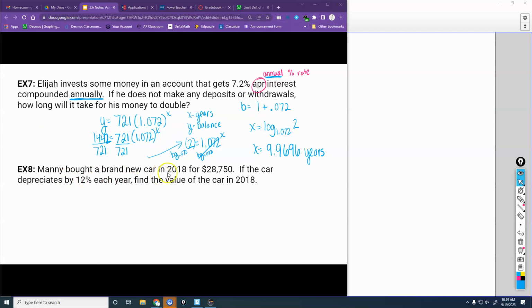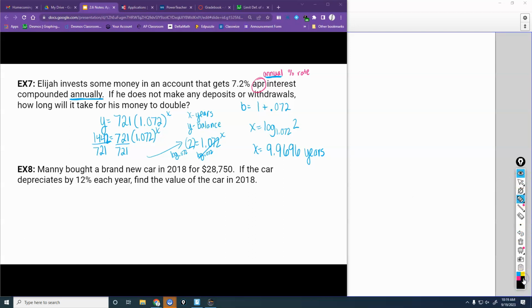All right, Manny bought a brand new car in 2018 for $28,750. If the car depreciates by 12% each year, find the value of the car in 2018. Find the value of the car. Oh, I think I wrote that wrong, because I didn't mean that. That's a dumb question, isn't it? As it's written, what's the answer to number 8? $28,750. I don't know what I was thinking on that.